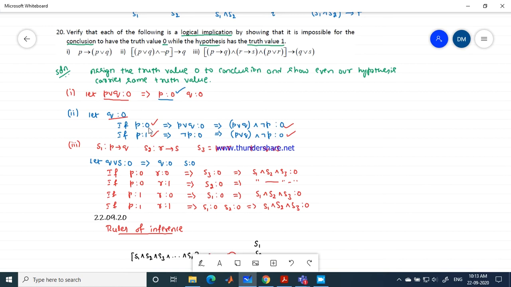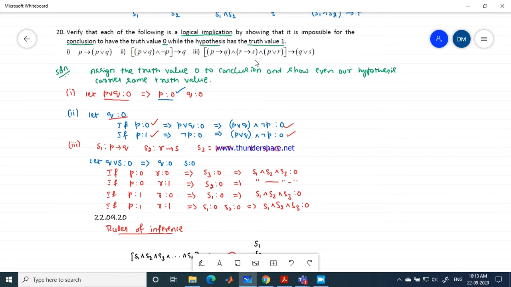When P is 0, this P disjunction Q becomes 0. When P is 1, negation P becomes 0. See, out of these two premises, one of the premises is false. As a result, my hypothesis becomes false. So that is what we noted even with this example.